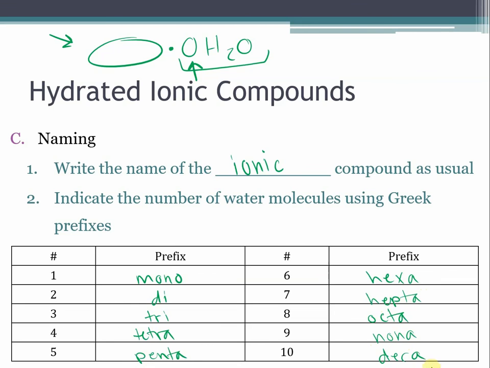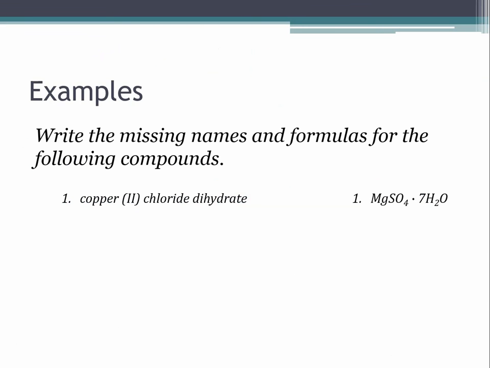So putting this into practice, 2 examples here. Copper 2 chloride dihydrate. Again, do it in 2 pieces. It's going to end up looking like this. It'll be an ionic compound, and then a dot, and then a number, and then water. So let's just focus on the ionic compound first, copper 2 chloride, and we'll just ignore the dihydrate for a second.